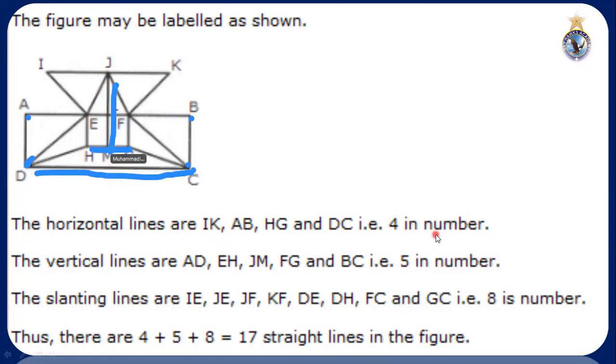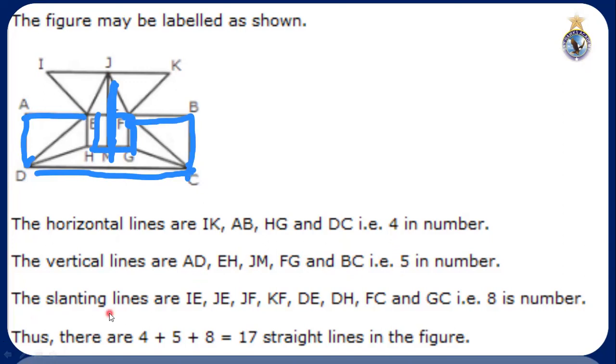So 4 lines, and then the vertical lines. The vertical line is this one, AD. Then EH, you can see the smaller one, and then JM, JM is over here. And then FG, you can also label that FG, and then BC, BC is the right line, extreme at the right. So you are labeling very well. And 5 more lines. These are the vertical lines. So 5 and 4, 9.